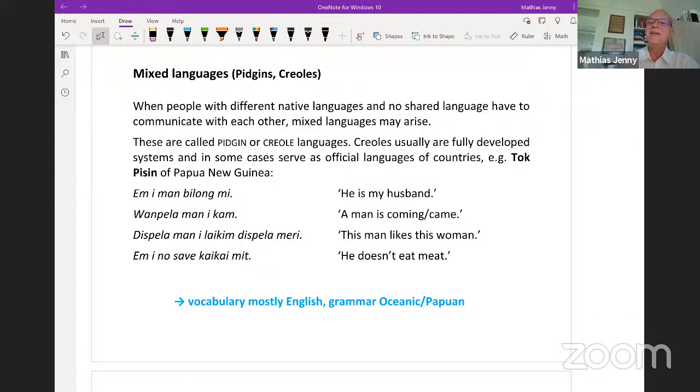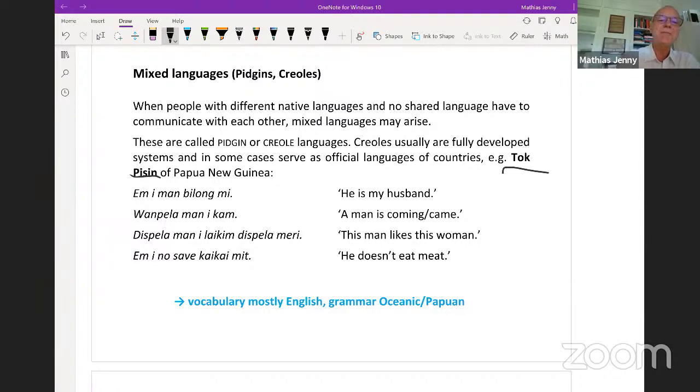Pidgin usually is used for languages that are just ad hoc communication tools to make yourselves understood. Creoles are then the next generation, when children grow up speaking only this language as a first language, then they have fully developed grammatical systems. Now, the interesting point about these Pidgin and Creole languages is that they usually take the vocabulary from one language and the grammar from another language. Examples here are of Tok Pisin. Tok Pisin is the official language, national language of Papua New Guinea, just to the east of Indonesia, north of Australia.